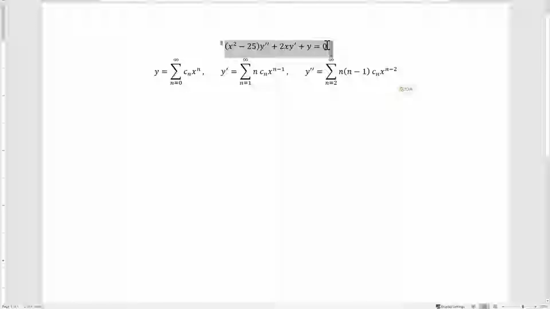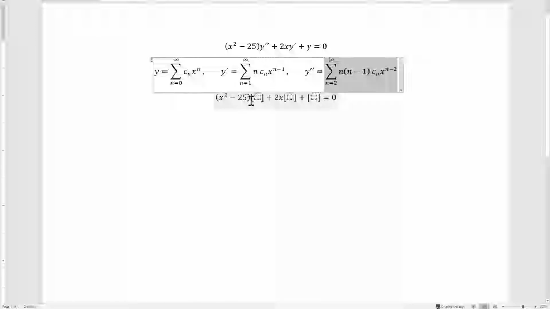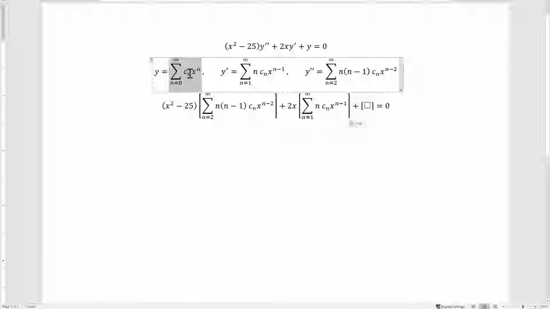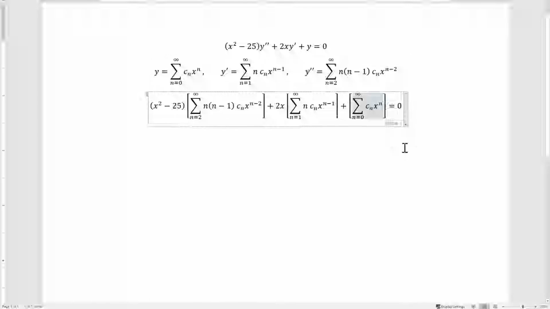So what we want to do is take our series expressions for the second derivative, the first derivative, and the original y value, and put them into the equation. Our second derivative is that series that starts off with n equals 2. Our first derivative is that series that starts off with n equals 1. And then our y is the original y series that we have.